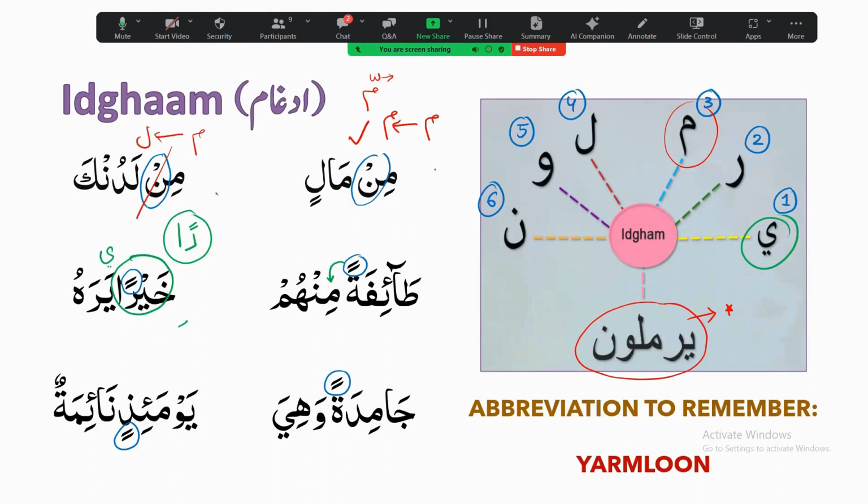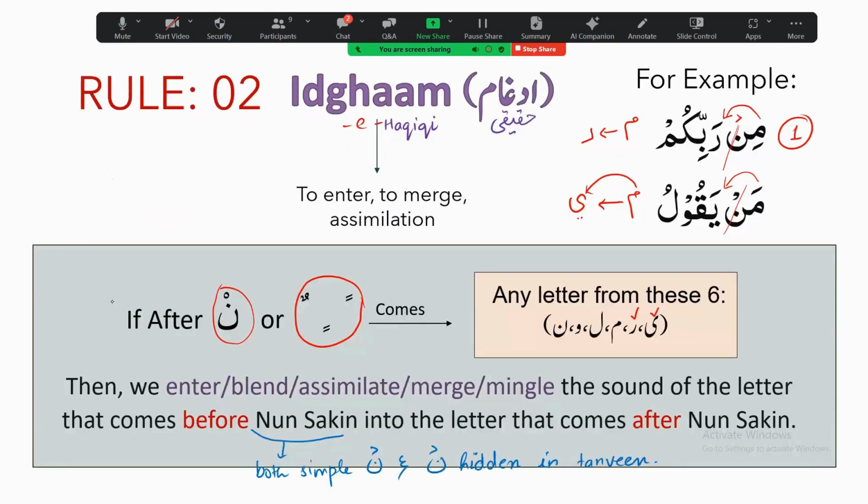We have just discussed a few examples with regards to both noon sakin and tanween now. Okay, so for now, you're just supposed to absorb this for a minute, okay? You can see the heading once more. You can see what this term means. Idgham means to enter, to merge, assimilate. You know that this rule is of noon sakin and tanween. And by now, you also know that this rule has something to do with six letters. And obviously, for that, you will have to remember these six letters one more time.